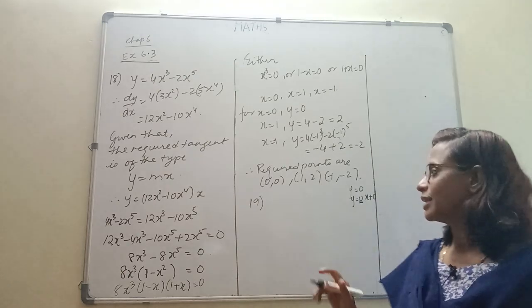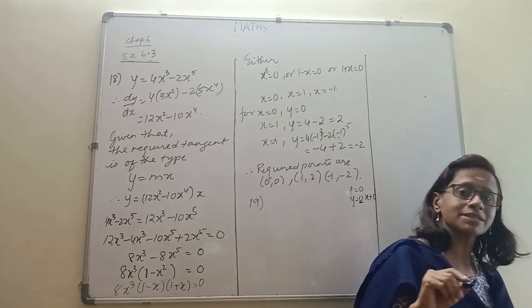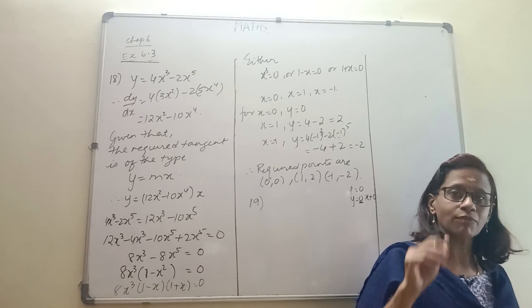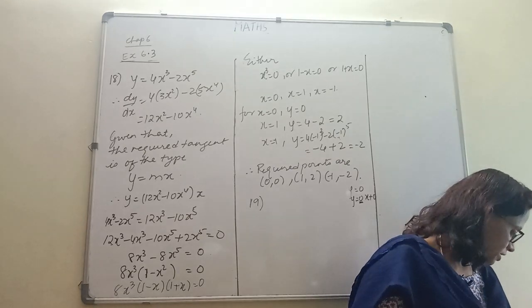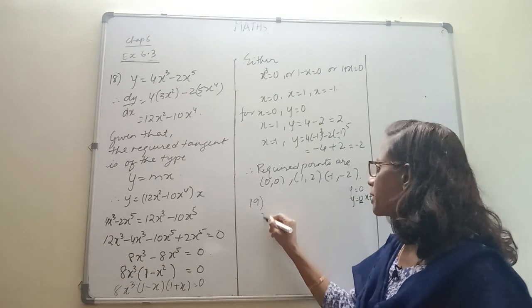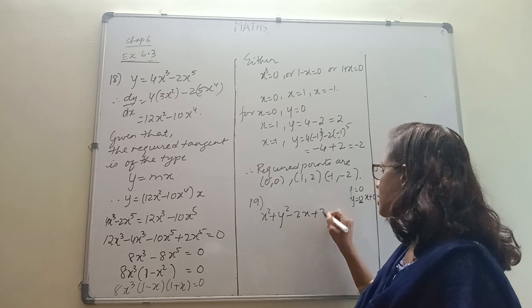That's what they mean. Let's first write the curve. The only problem with this curve is that it's an implicit function. All this time we were doing explicit functions, y equal to something. It's not like that here. It's an implicit function: x squared plus y squared minus 2x plus 3 equal to 0.